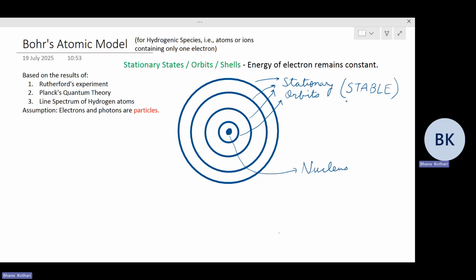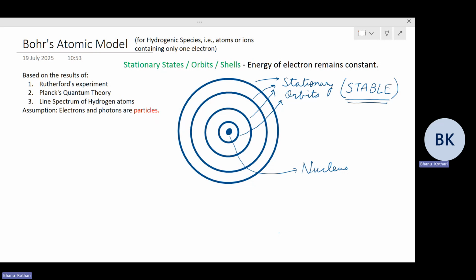In these stationary orbits, when the electron is revolving inside a particular orbit around the nucleus, it will not lose any energy. The energy will be constant. The electron can be in various different orbits, but when it is in a particular orbit, the energy will be constant. It will not lose any electromagnetic radiation energy.